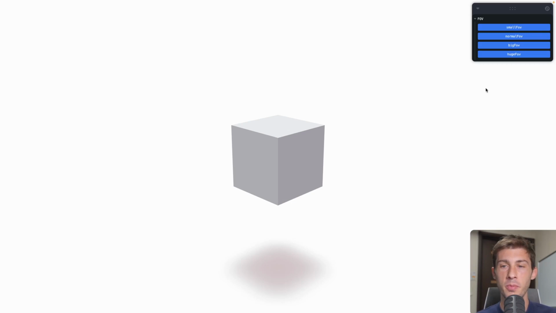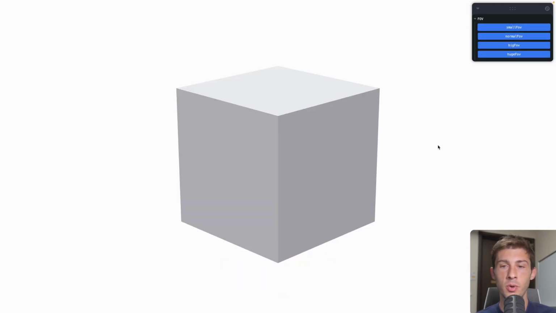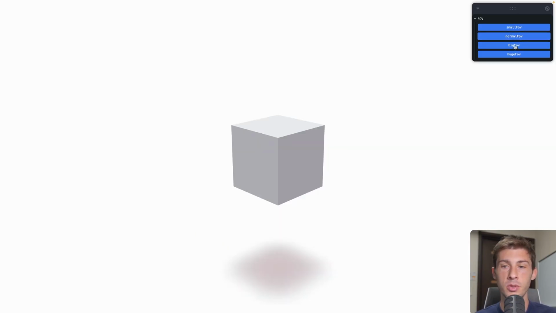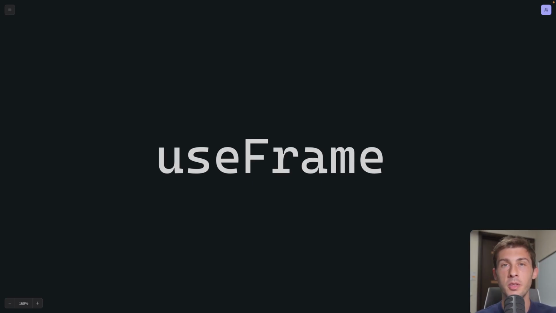Now, if you look on the top right, we have our buttons, but we also have that label, field of view, that we can toggle on and off. So if we change it, the smaller it is the closer we get, and the bigger it is, the more we see. Time to talk about useFrame.